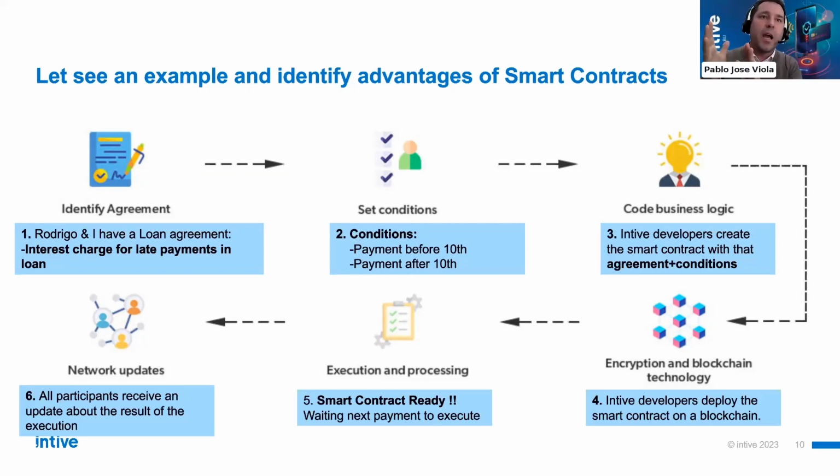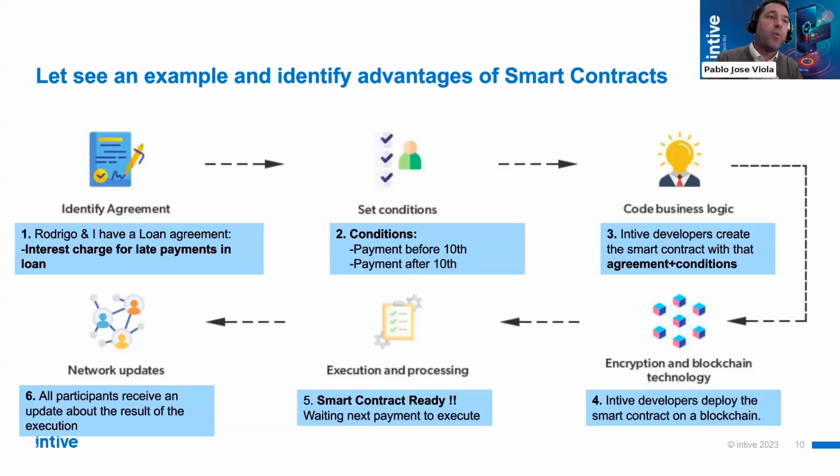In steps 3 and 4, that agreement will be written into lines of code. The terms and agreement will be converted into a smart contract, encrypted, and deployed on a blockchain. Now we go to step 5. The smart contract is ready, waiting for the next payment to be executed. And let me say something here: I can pay back Rodrigo with fiat money or some digital money. But if I pay with fiat money, there is a need to digitalize that payment to let the smart contract react to it. Saying that, imagine that I pay Rodrigo later than the 10th of the following month.